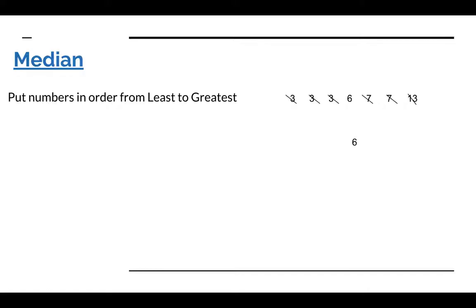One main thing that you need to remember and look at is, when you put your set of numbers in order, look at how many numbers you have. In this situation, I have 7 numbers. That's an odd number. That means I'm going to be left with 1 number.